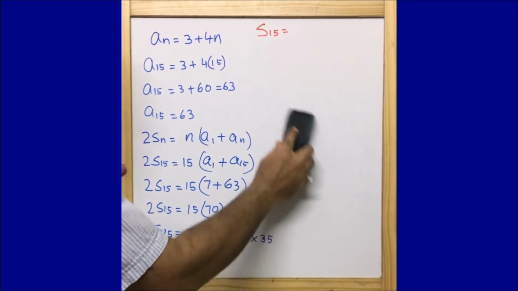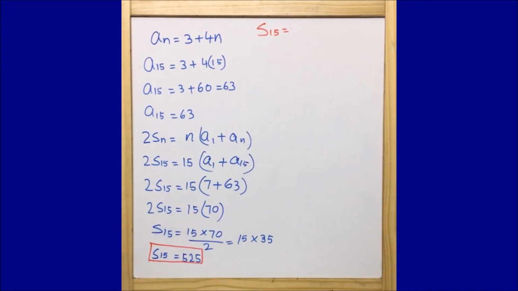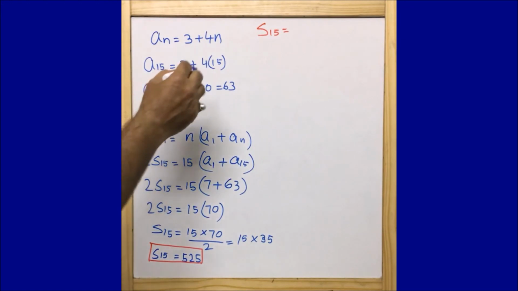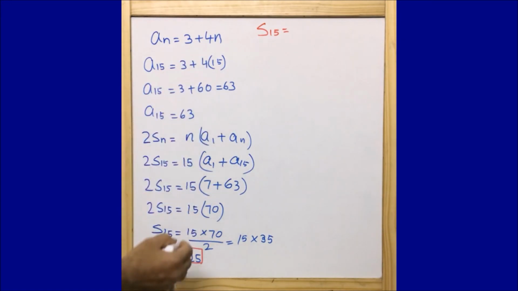So you could see that we very well worked out the questions that they have asked, whether it forms an arithmetic progression or not. We got that it forms an arithmetic progression, and they asked us to find out the value of S15, and we got the value of S15 as 525.